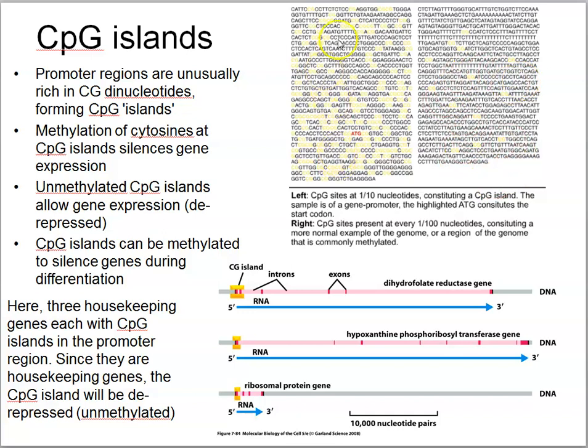Whereas if you look in the promoter region of a gene, they're very CG rich. And this is because CG dinucleotides can be methylated at the cytosines specifically. And the general rule is, if those CpG islands are unmethylated, this allows gene expression. If they are methylated, it tends to silence gene expression.